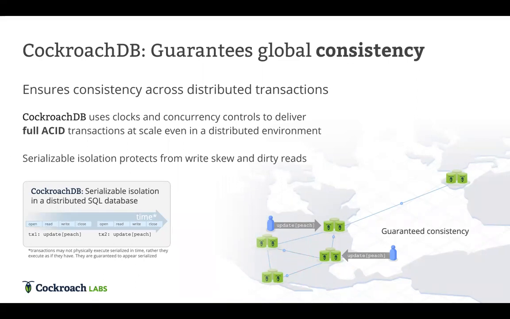We don't need records to write over each other. With Cockroach DB, we actually implement serializable isolation. This isn't snapshot isolation. It's truly the highest level of serializable, so that you're certain that the data in your system of record is going to be correct.